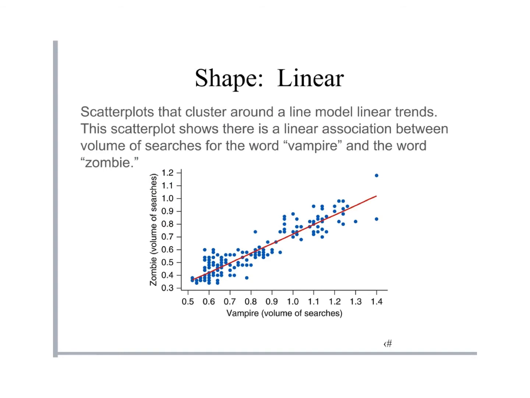Okay, so after trend and strength, the last one is shape, which is pretty simple. You're just looking at whether it is linear or not linear. So this one is talking about, does zombie searches depend on vampire searches? As you can see, the shape is pretty linear, the trend is positive, and the strength is pretty strong.